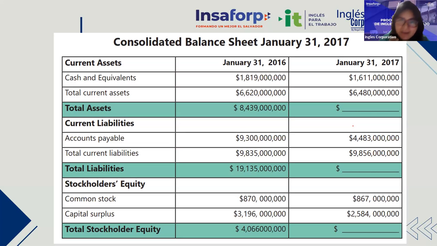8,489 millions. Exactly. 8,439 million. Okay. Now, look at the current liabilities for the same period, 2016 to 2017. And you have accounts payable, 9,300 million. Total current liabilities, 9,835 million. What is the total liabilities? 19,135 million.